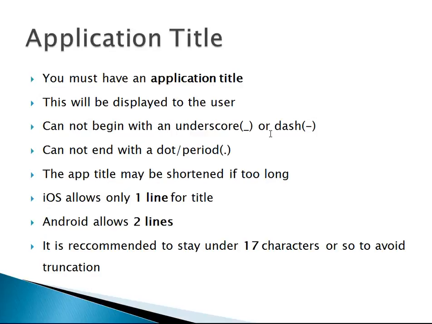It cannot end with a dot or a period. The app title may be shortened if you make it too long. It may automatically be shortened. iOS allows only one line for your title, and Android allows 2 lines. And it's recommended that you stay under 17 characters to avoid any kind of truncation.